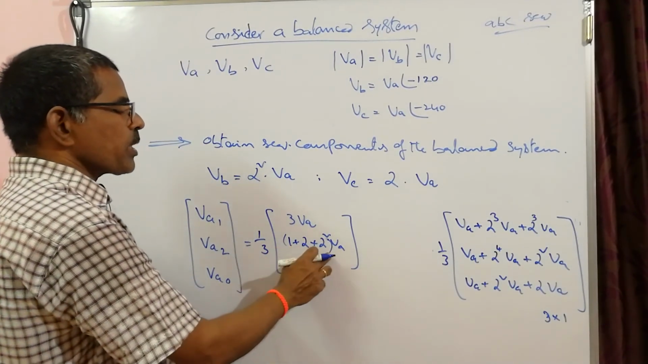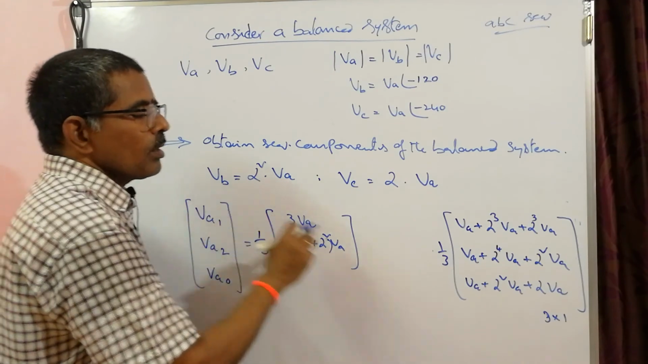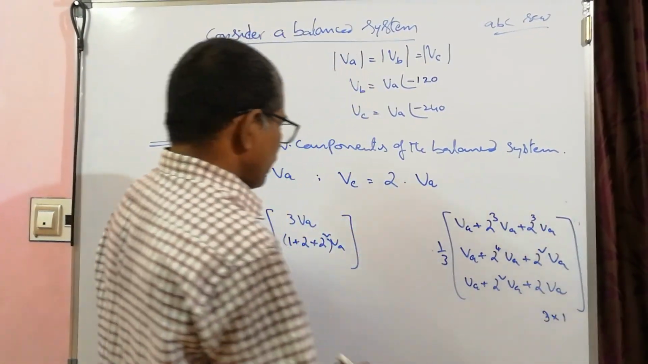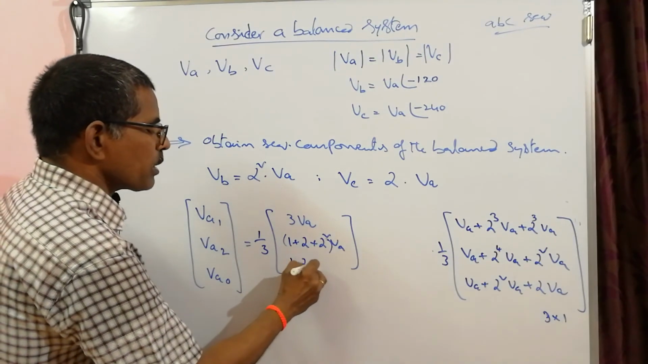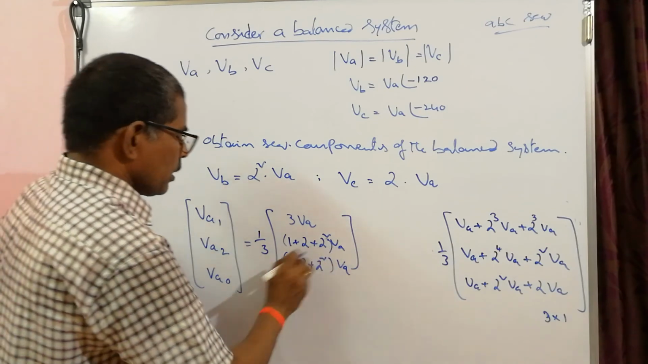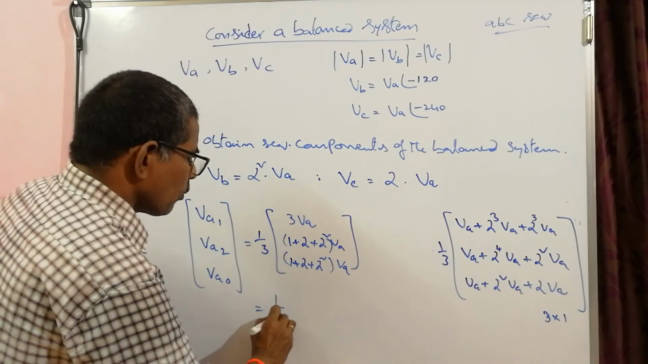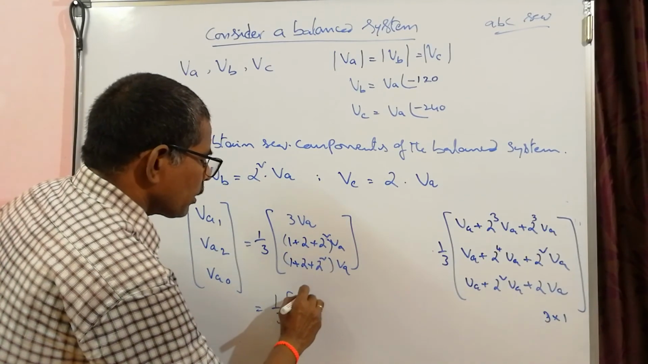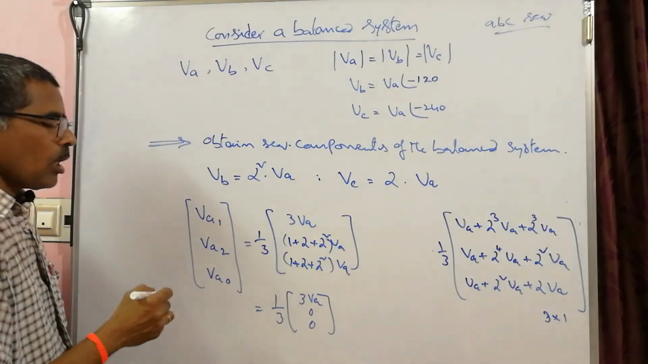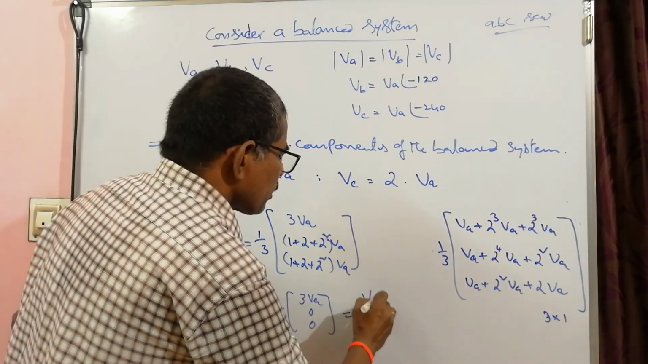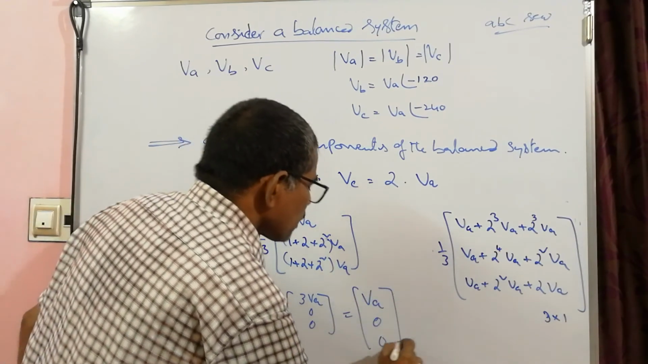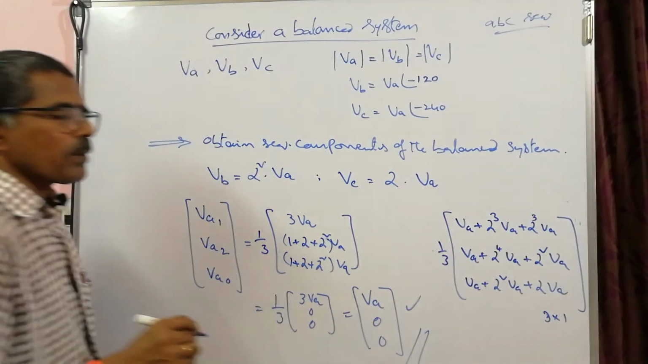What is 1 plus alpha square? This is 0. Similarly, here VA plus alpha square VA plus alpha VA is also 1 plus alpha square VA. So, which means this is nothing but 1/3 of 3 VA, 0, 0, or this is VA, 0, 0. This is the final one, which is very, very important.